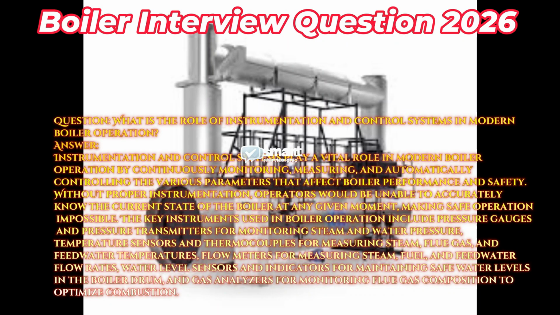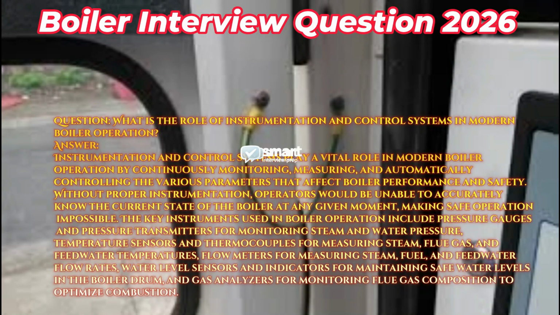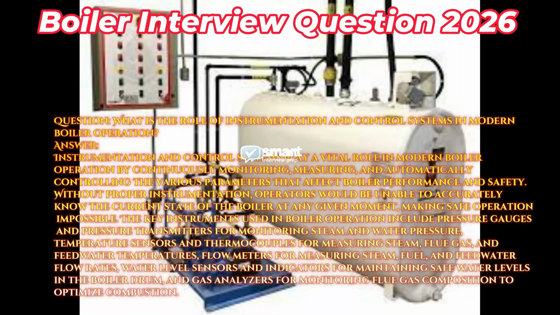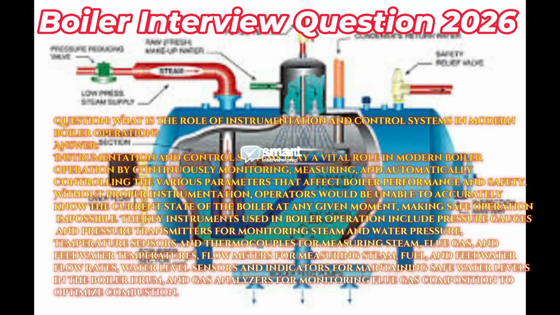Without proper instrumentation, operators would be unable to accurately know the current state of the boiler at any given moment, making safe operation impossible. The key instruments used in boiler operation include pressure gauges and pressure transmitters for monitoring steam and water pressure, temperature sensors and thermocouples for measuring steam, flue gas and feed water temperatures, flow meters for measuring steam, fuel and feed water flow rates, water level sensors and indicators for maintaining safe water levels in the boiler drum, and gas analyzers for monitoring flue gas composition to optimize combustion.